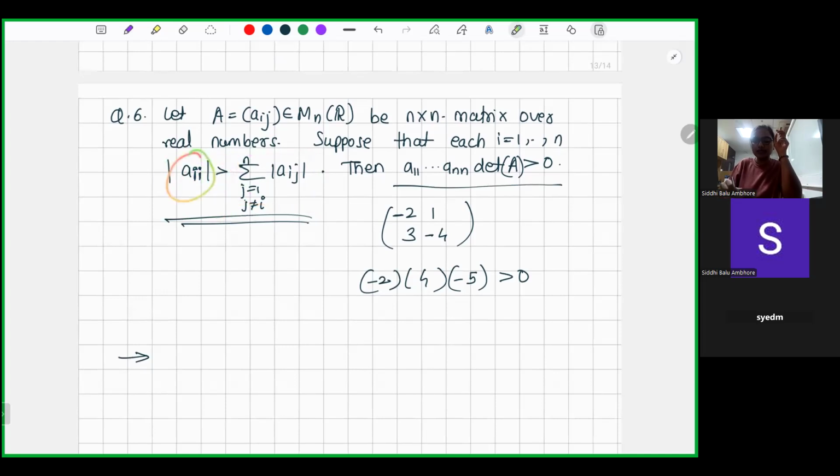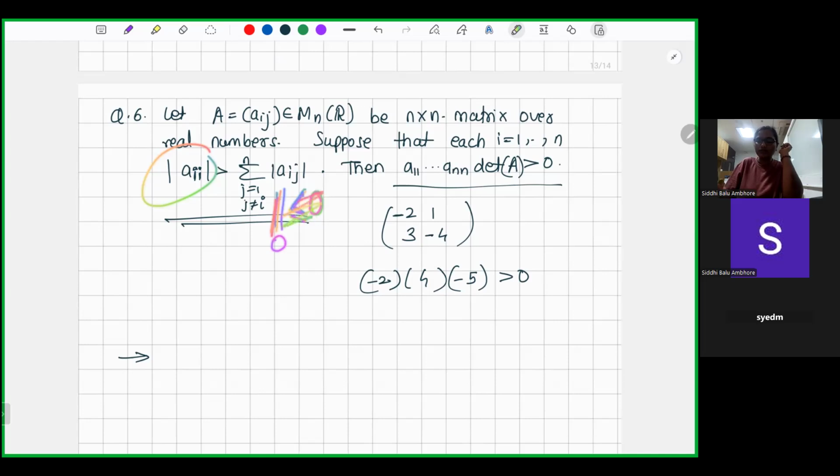Because if aii is 0, this is the modulus of something, even if this summation and everything is non-zero. The modulus of aii must be strictly greater than this number. So even if this adds up to 0, for this to be strictly greater than this number here, this has to be something positive. This will be at least, so this is greater than or equal to 0.